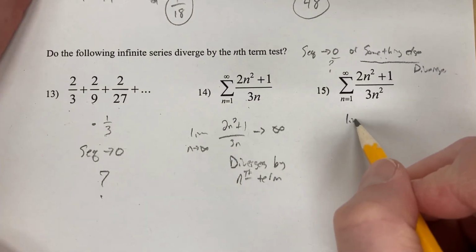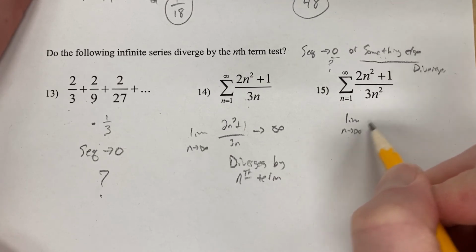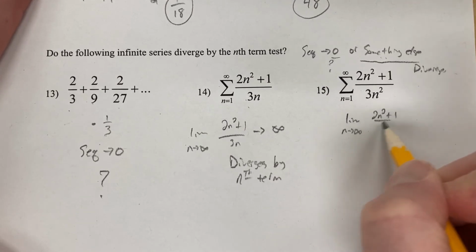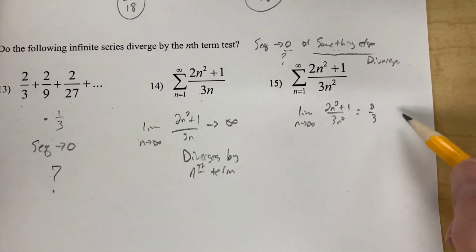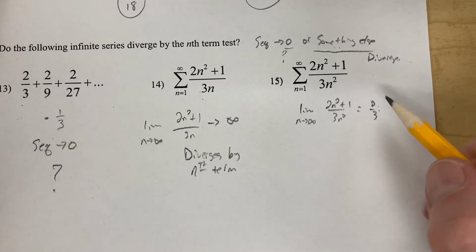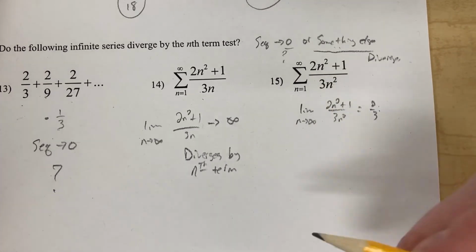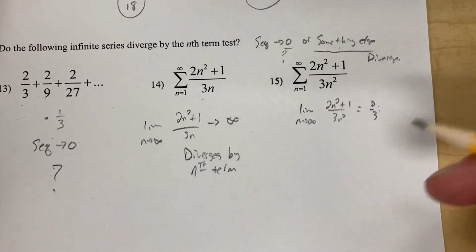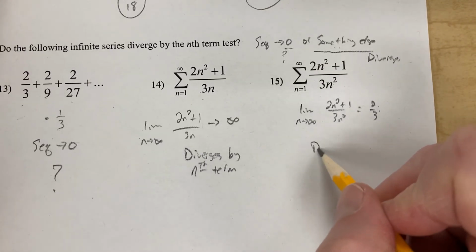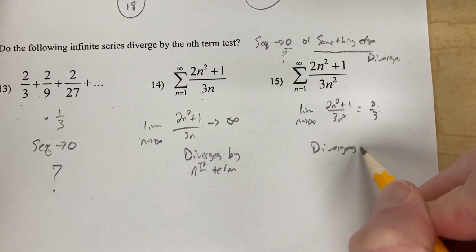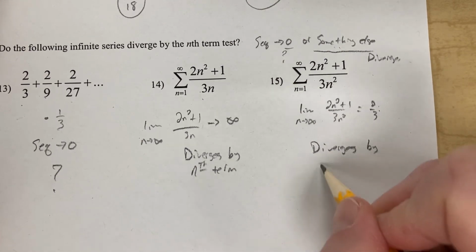And 15, if we take the limit as n goes to infinity of 2n squared plus 1 over 3n squared, we're going to get 2/3. So the sequence does converge to 2/3. However, as a series, what that means is that you're going to be adding 2/3 over and over and over again. And so the series will continually get bigger and bigger and bigger. So as a series, this diverges by nth term test.